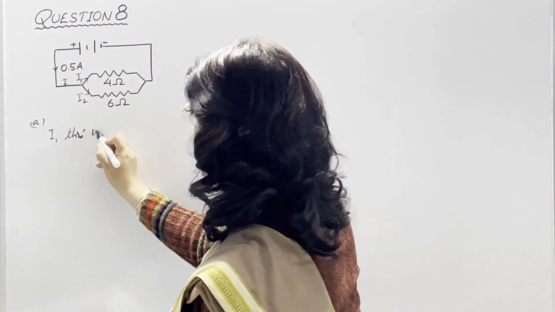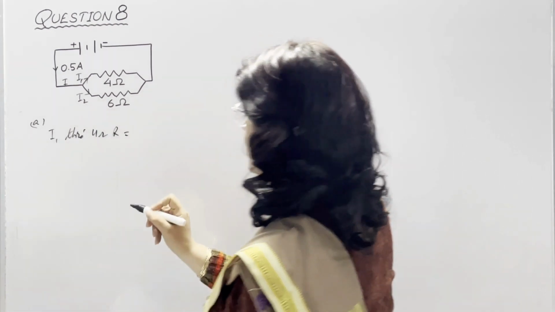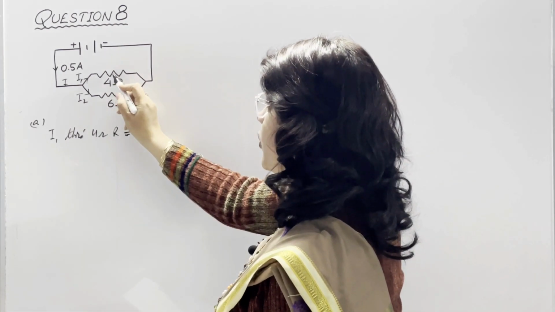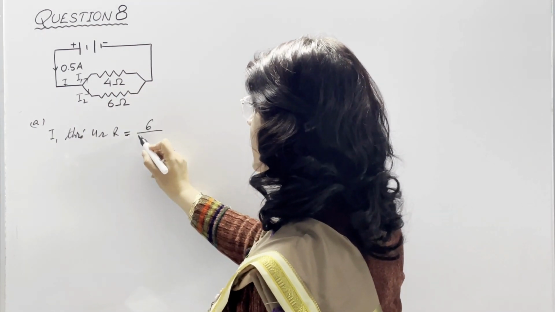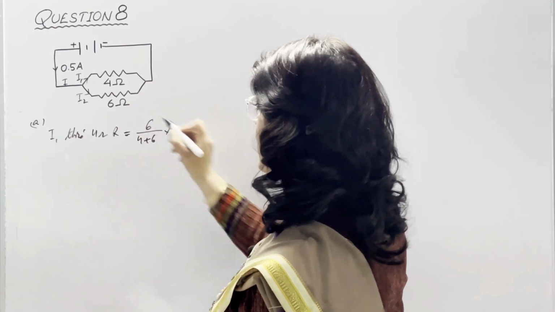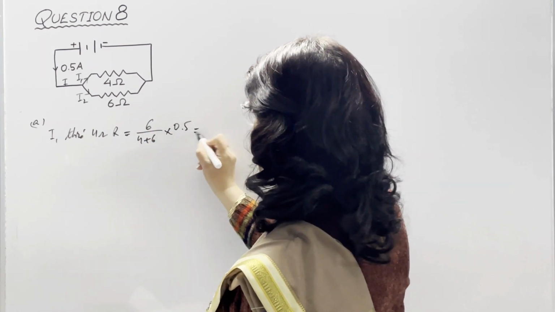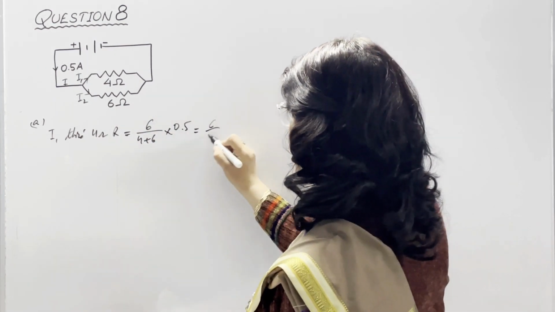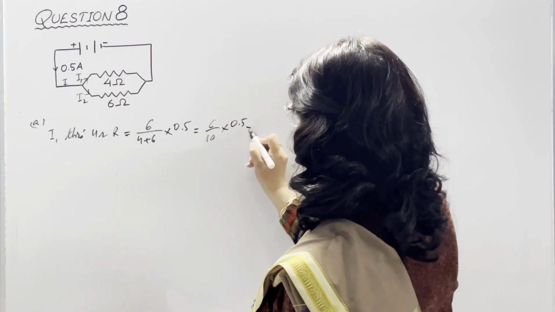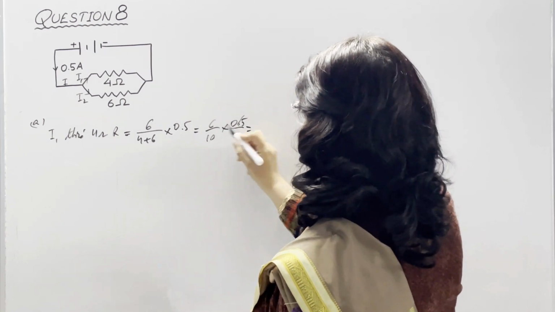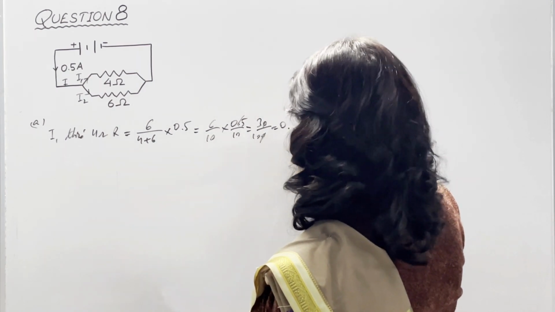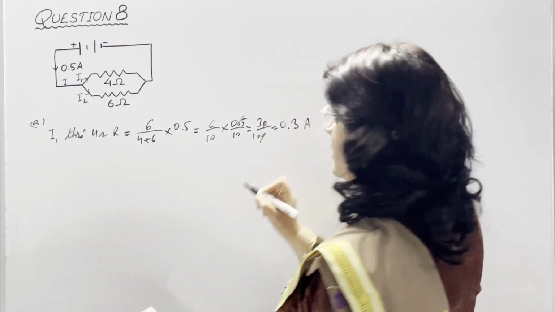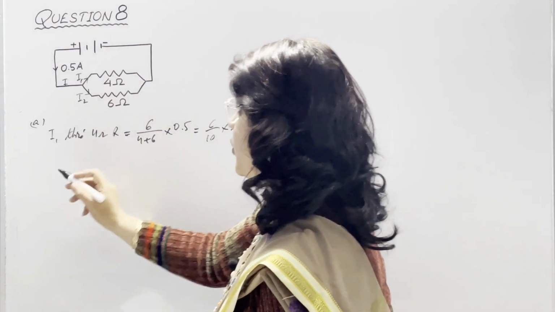Current through 4 ohm resistor. When we are taking current through the 4 ohm resistor, we need to take the value of 6 ohm in the numerator, and in the denominator 4 plus 6, times the total current which is coming in the circuit. So 6 upon 10 into 0.5, it means 30 upon 100. It means 0.3 ampere is the current through the 4 ohm resistor.